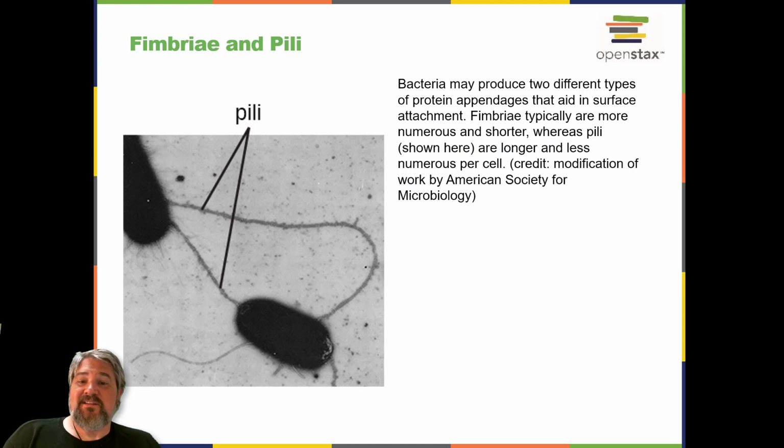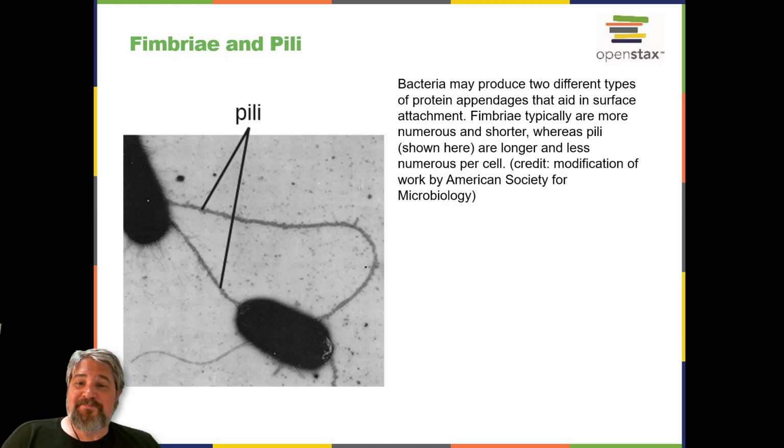Filamentous appendages. Many bacterial cells have protein appendages embedded within their cell envelopes that extend outward, allowing interaction with the environment. These appendages can attach to other surfaces, transfer DNA, or provide movement. Filamentous appendages include fimbriae, pili, and flagella.